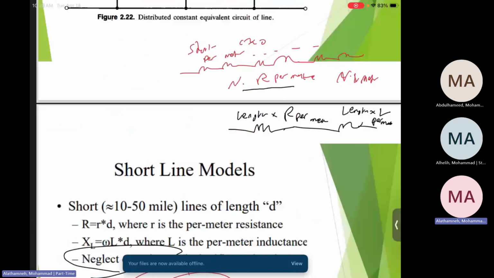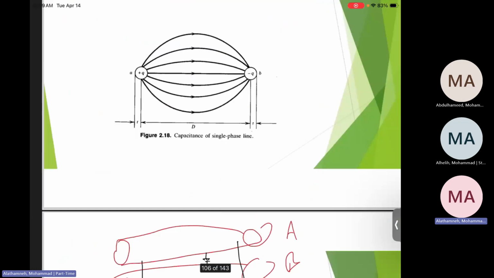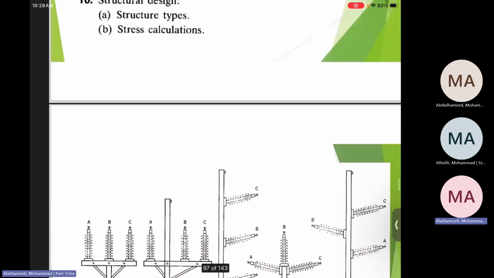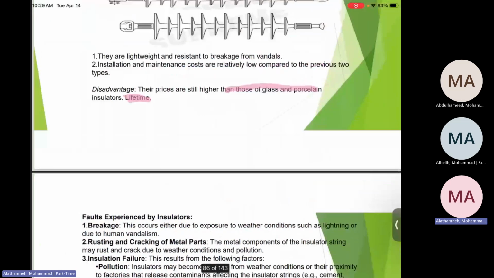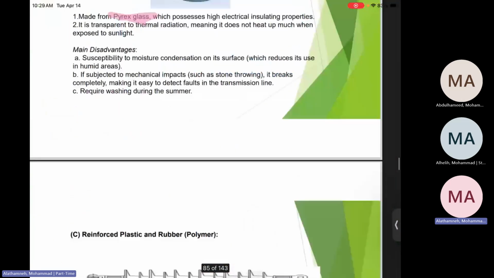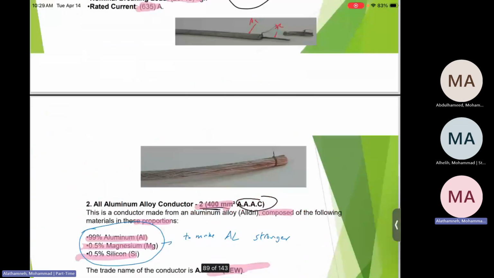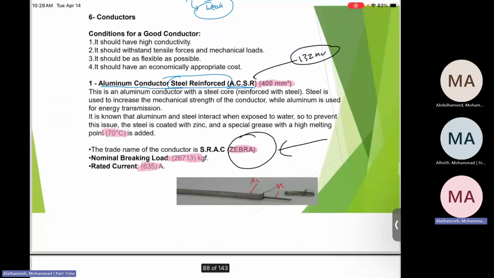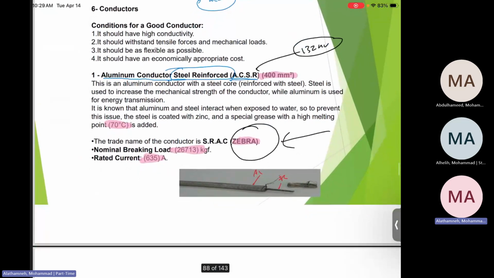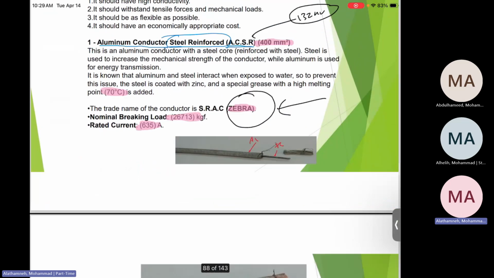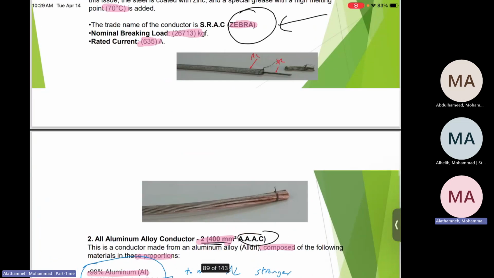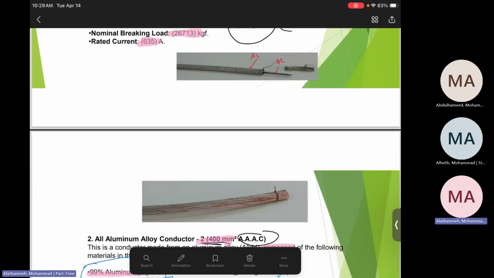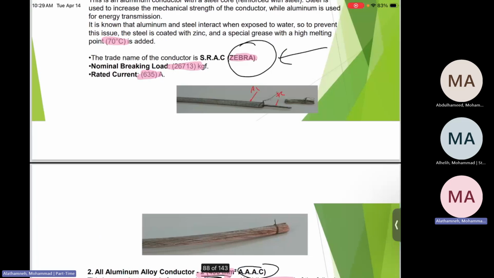Let me show you those models, those towers, all of them are related to the overhead transmission line. And when we talk about the conductors, we mentioned there is all aluminum alloy conductor or all aluminum steel reinforced, which is zebra and yellow conductors. That's what we discussed before. So all of them are related to the overhead transmission line.